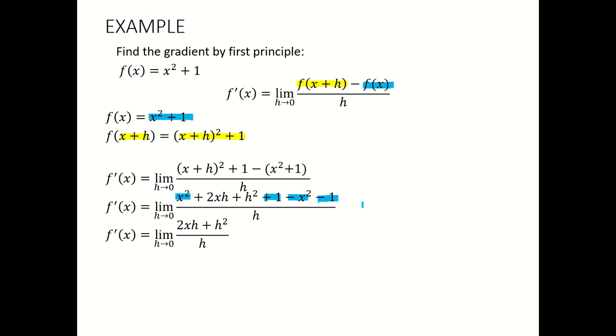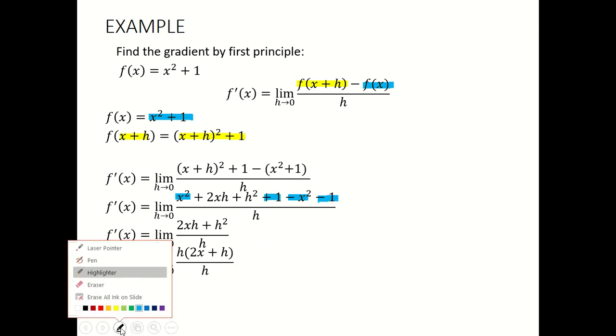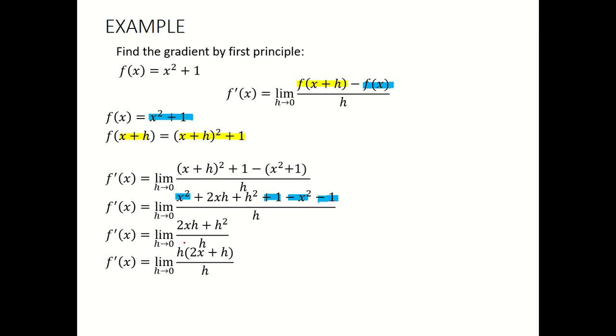Now, all I have to do here, for me to get rid of that h in the denominator, is take out h as a common factor in the numerator. That will cancel with that. I'll be left with the limit of 2x plus h, and now we'll substitute 0 where there's h, and f prime of x will be equal to 2x. That is all you were supposed to have done here. Let's check the next example.